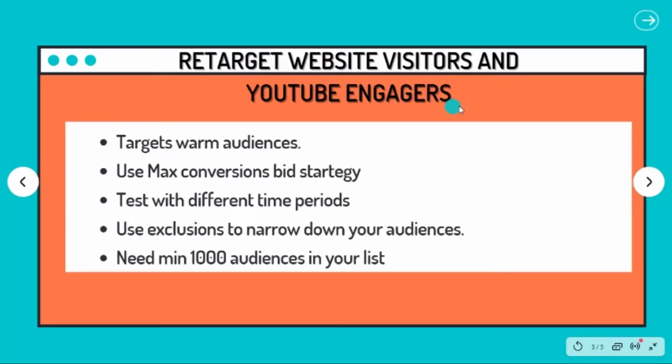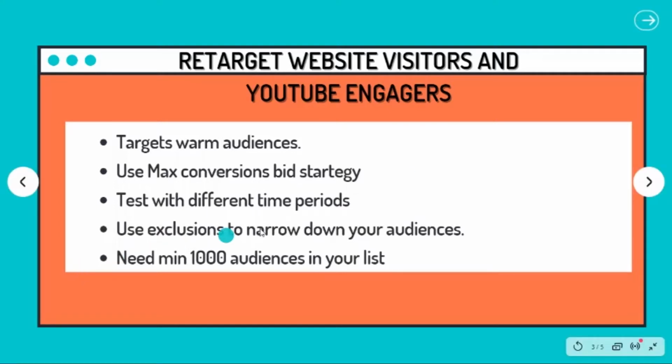So our next targeting option here is retarget website visitors and YouTube engagers. It is a very easy targeting option if your website is running really great and you also have a very engaging YouTube channel. So usually we go for max conversion bid strategy when we are using this targeting option. I have spoken about retargeting in my previous video, so make sure that you watch that video to get a better insight about this method.